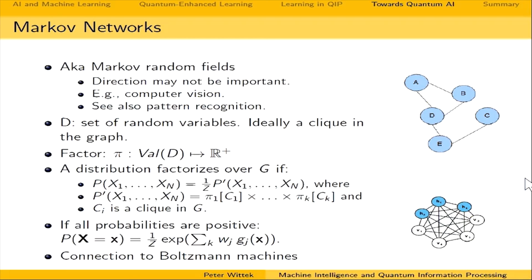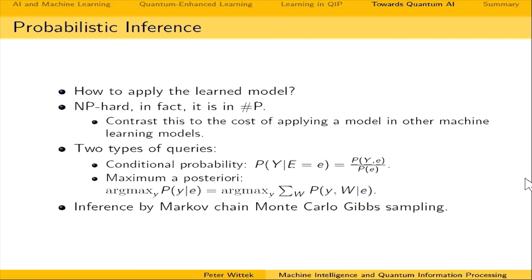Oh yeah, one more thing about this. Inference remains expensive in these graphical models too. It's #P-hard, even more than NP-hard. So it's worth thinking about this problem.